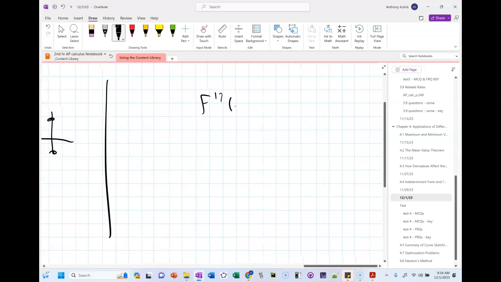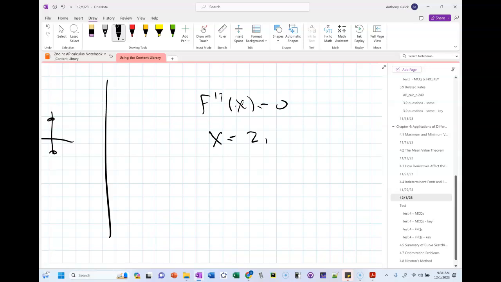Say we have some second derivative. We set it equal to 0, and I get that the answers are 2 and 4. So I'll make my sign diagram. I'm going to pick a number that's less than 2, a number between 2 and 4, and a number bigger than 4. Does it matter what those numbers are? No, as long as they're inside the interval, it's going to be fine.